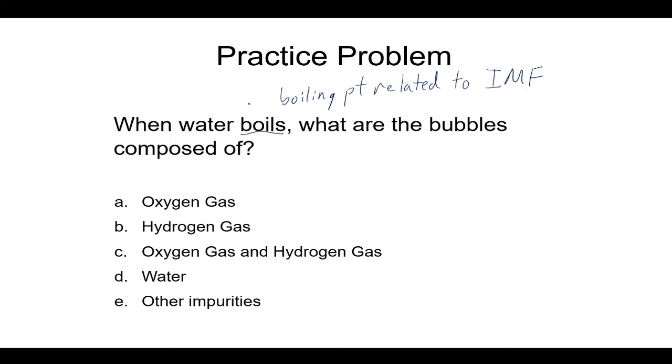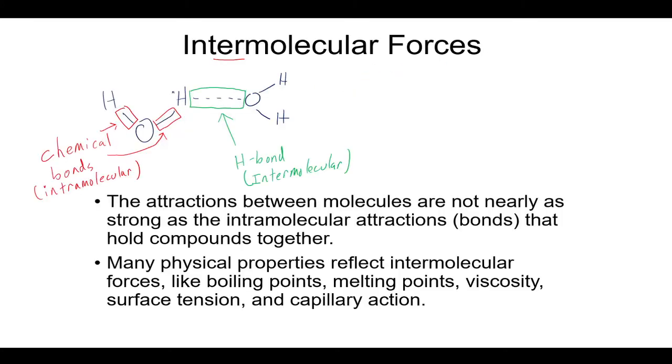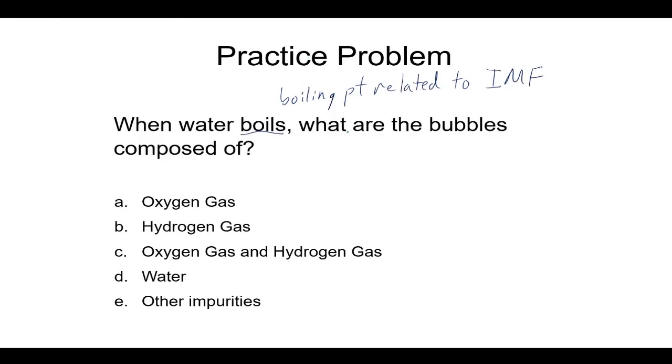So when water boils, all we're doing is overcoming this intermolecular force. It's still going to be a water molecule. We haven't broken any chemical bonds here. We're just overcoming those intermolecular forces. So as we're adding heat, and the temperature gets to 100 degrees Celsius and the water boils, those bubbles that we're seeing are just gas phase water. So the answer here should be D.